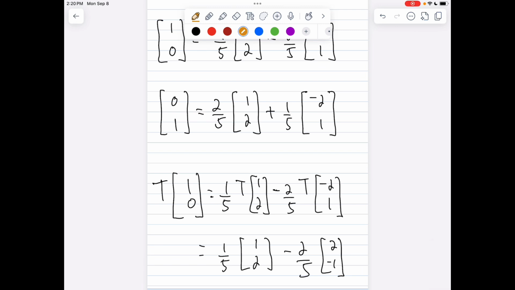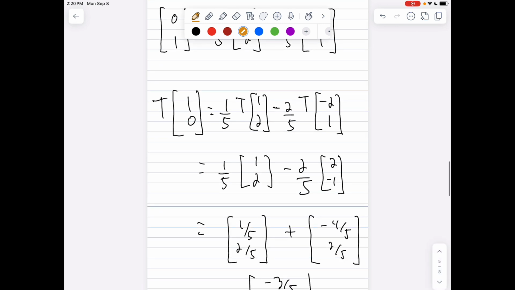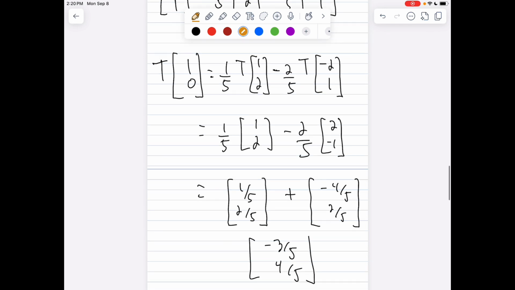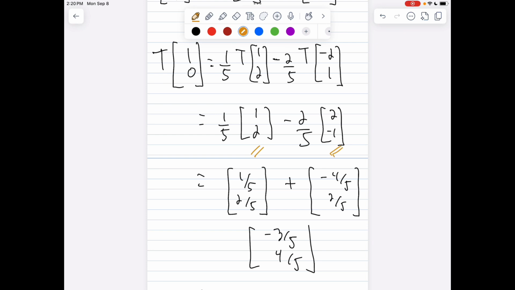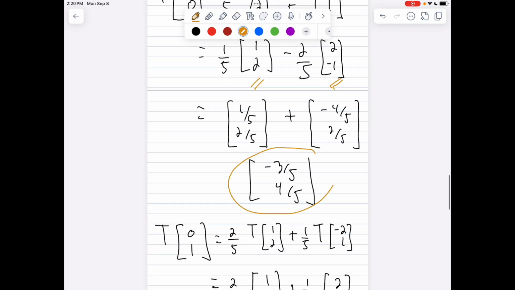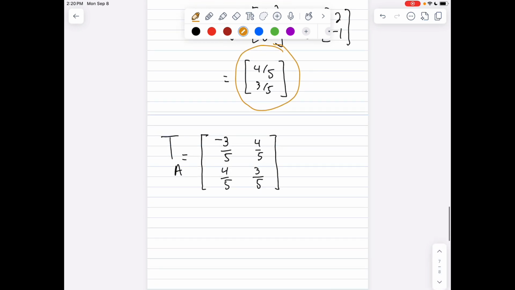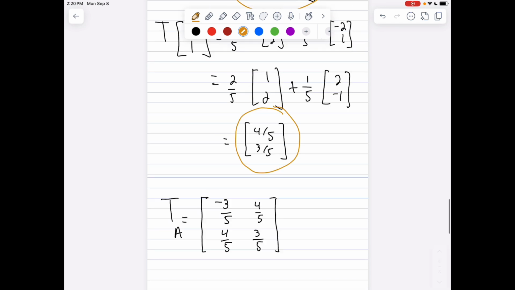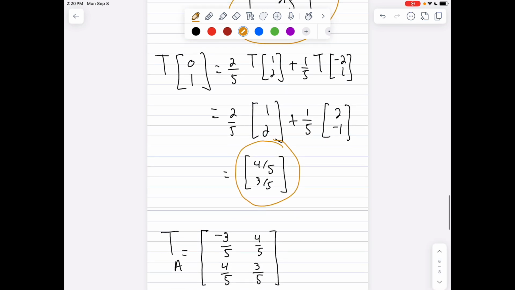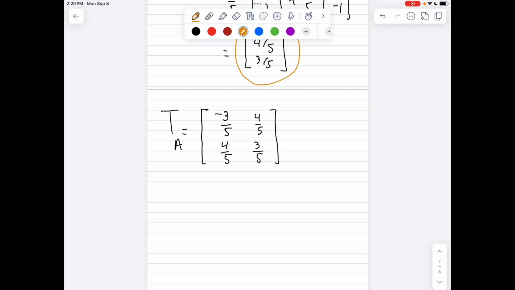If you take the image T of (1, 0), the linear transformation, it's going to equal 1/5 the transformation of (1, 2) minus 2/5 the transformation of (-2, 1). And these were the transformations here. If you do some algebra and add things up, this is your image of T of (1, 0). Maybe you want to pause this for a second, but the transformation of (0, 1) is very similar, and you get (4/5, 3/5). When you combine the two results, the (-3/5, 4/5) and (4/5, 3/5), that right there is the matrix that represents the linear transformation.